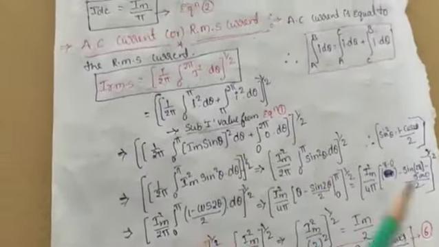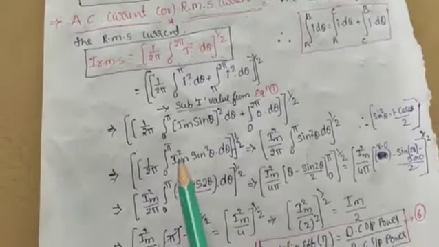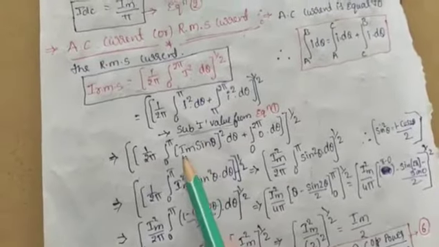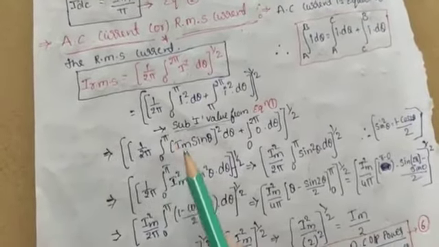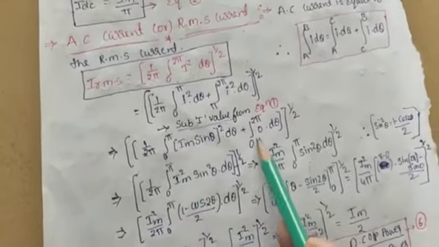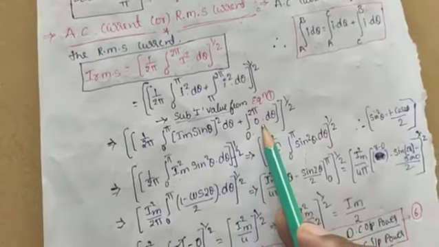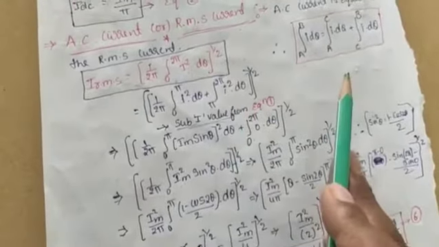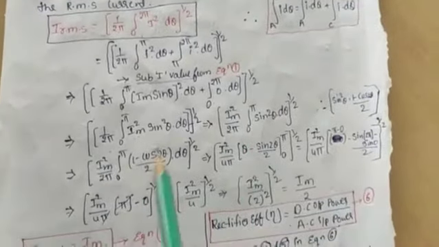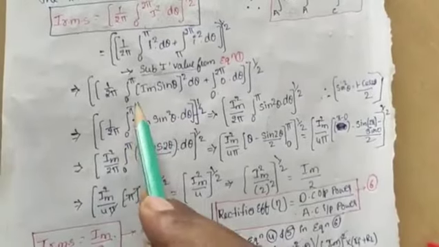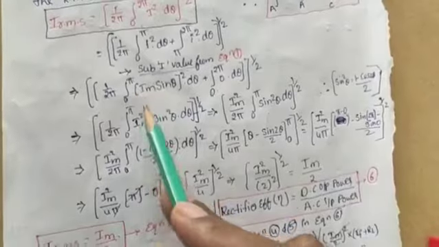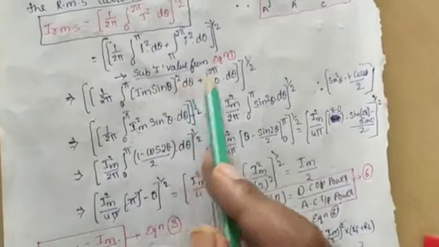So we have 1 by 2 pi, integral from 0 to pi of I square m sin square theta. Only in the interval 0 to pi is there a signal; in the remaining interval from pi to 2 pi there is no signal, so it is 0. Simplifying in a simple manner, applying the square, we get 1 by 2 pi, integral from 0 to pi of I square m sin square theta d theta, whole power 1 by 2.